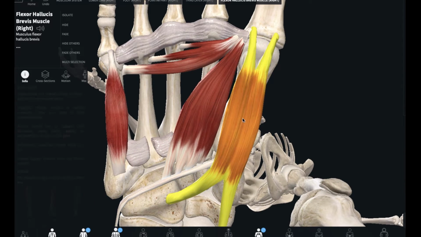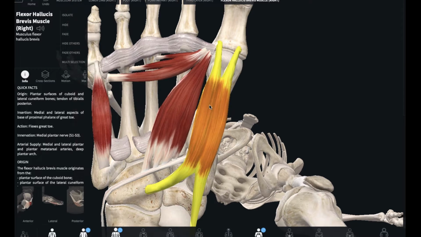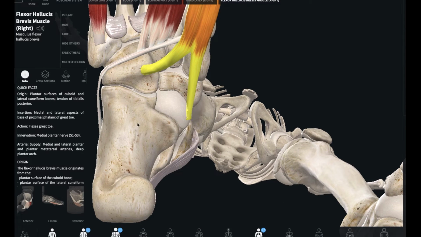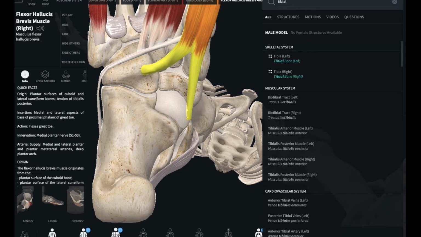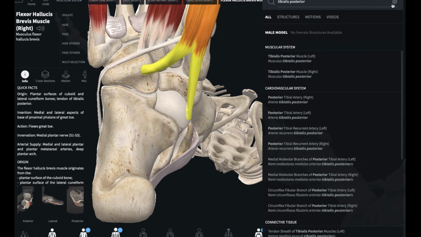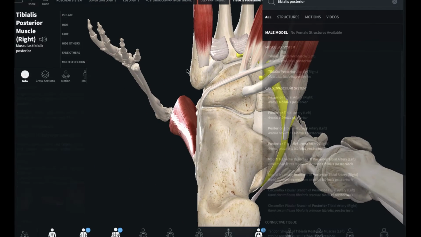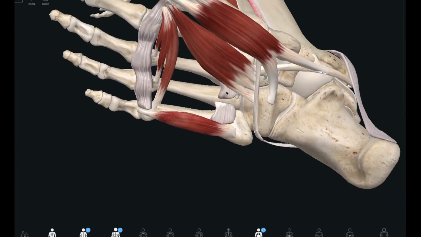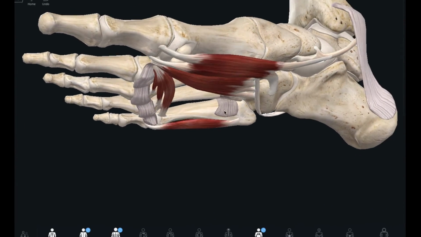Now again, this one looks like the flexor, so I guess it has two heads because of how large the bone is, which would make sense. The origin appears to be on the cuboid and the lateral cuneiform bones. Oh, and the tendon of tibialis posterior. That makes sense. We'll see the motions in a bit.